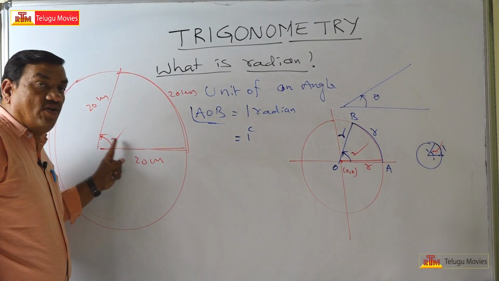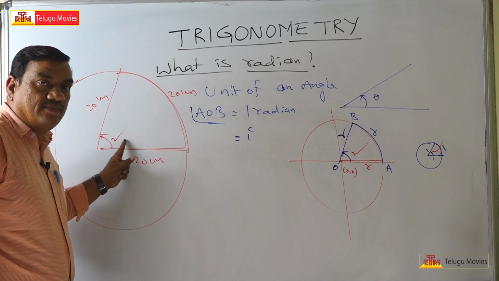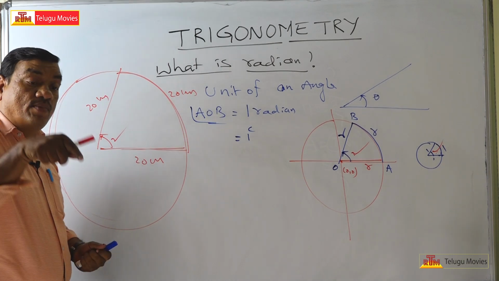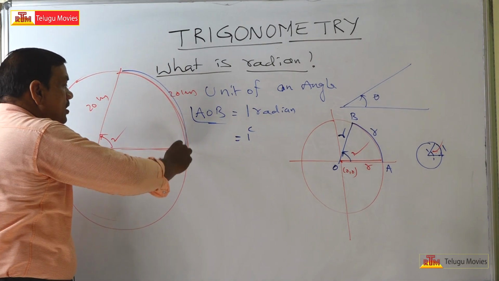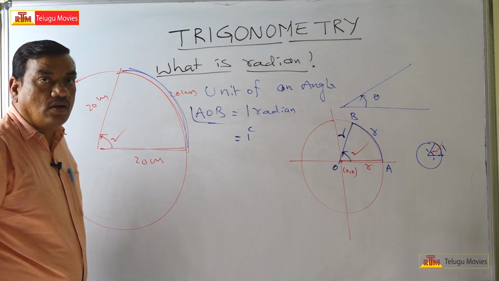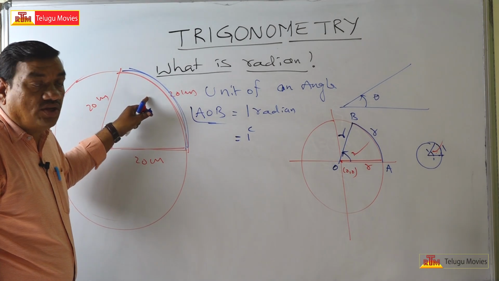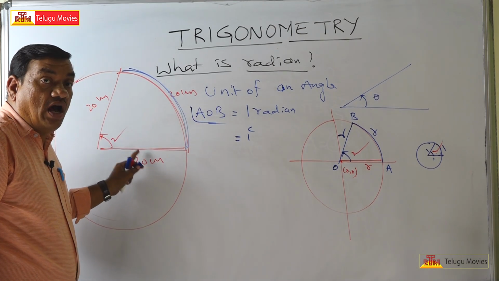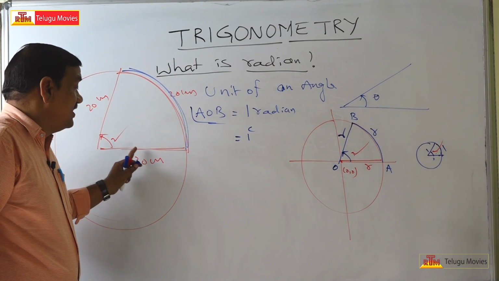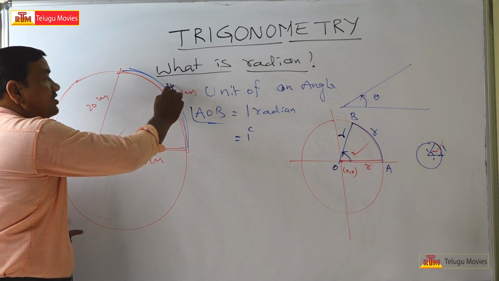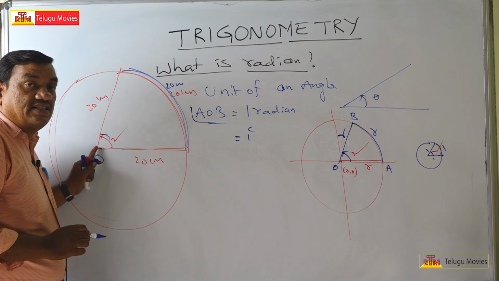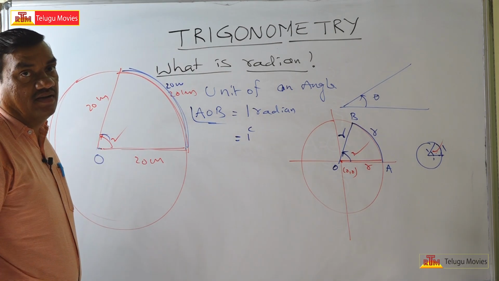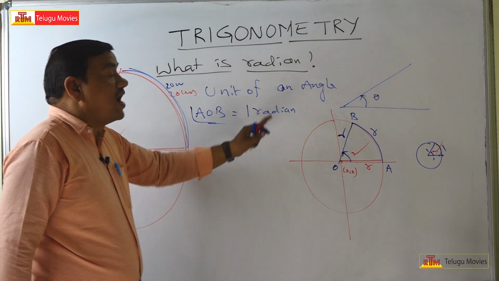Radian is an angle. First of all, it is an angle. Okay? Formed by what? Formed by an arc of length equal to the radius of the circle at its center, center of the circle. So this is called 1 radian.